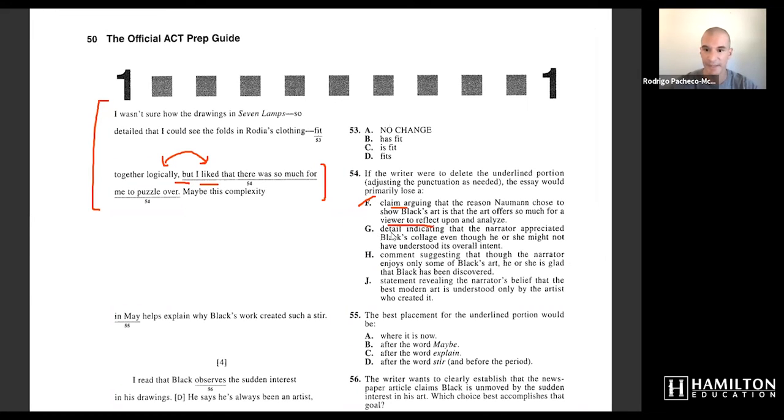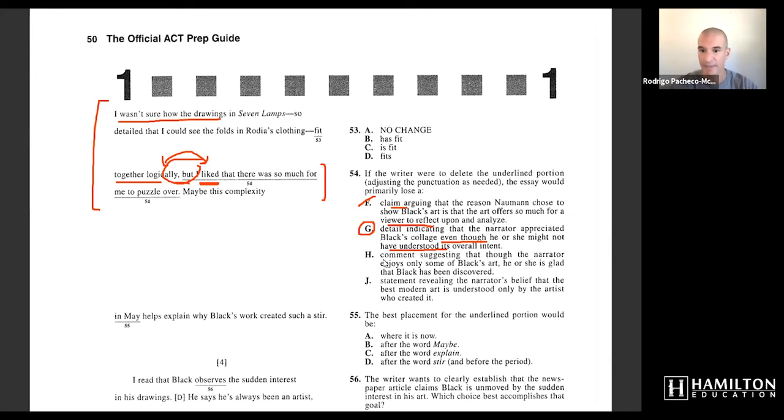G tells us that this is a detail indicating that the narrator appreciated Black's collage, even though, and "even though" is going to be important because this suggests a contrast, just as we see here, he or she might not have understood its overall intent. And this is our correct answer. This is basically the relationship that we saw between these two clauses. So the narrator appreciated Black's collage, "I liked that there was so much for me to puzzle over," even though he or she might not have understood its overall intent. "I wasn't sure how this all fit together logically."